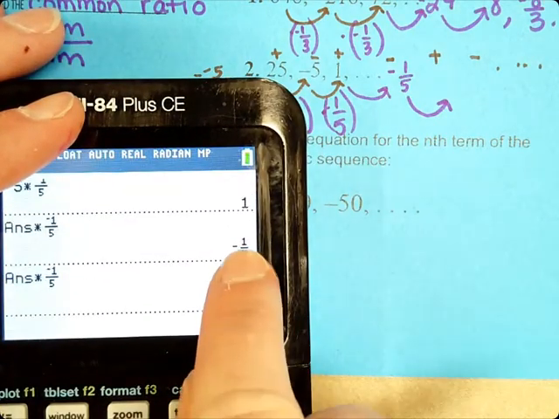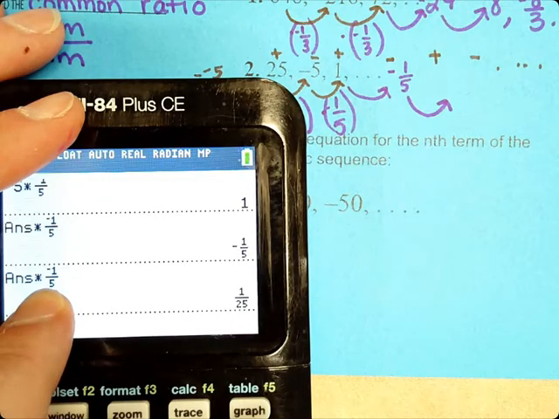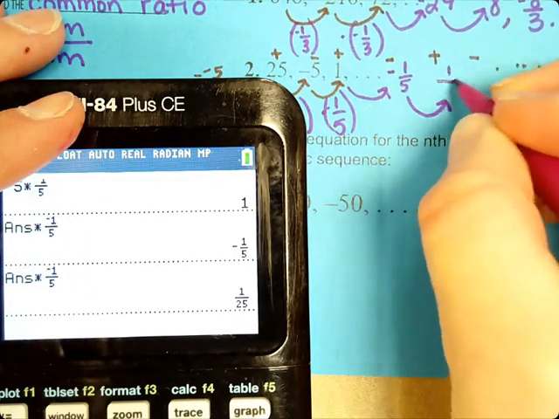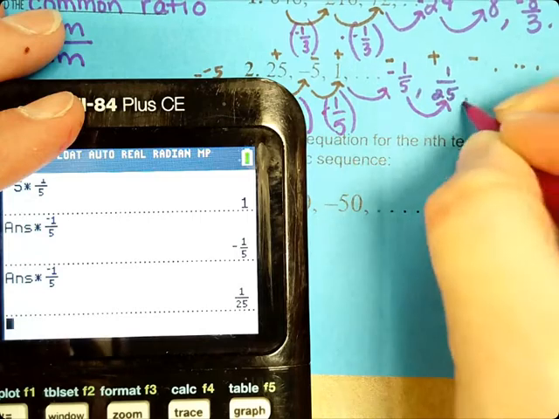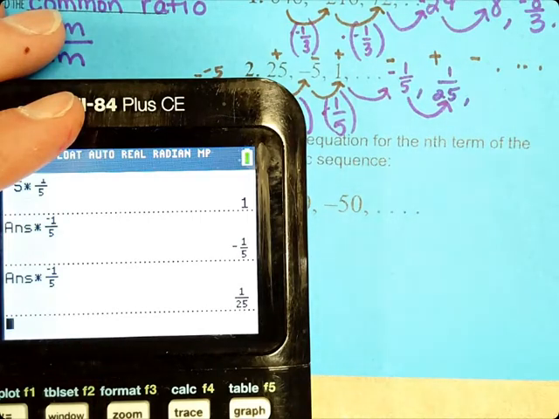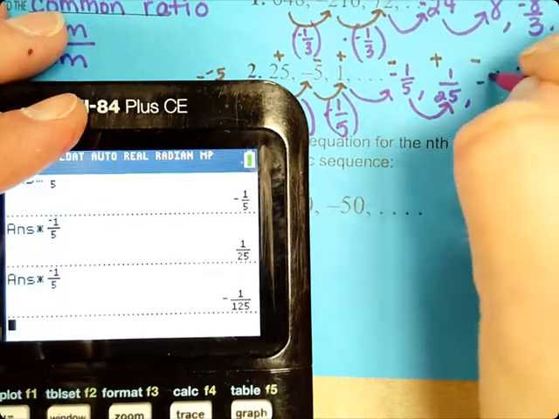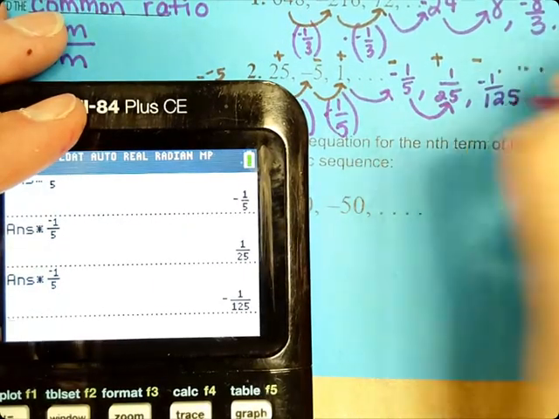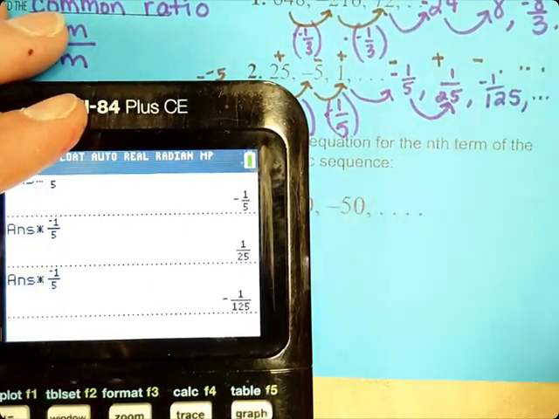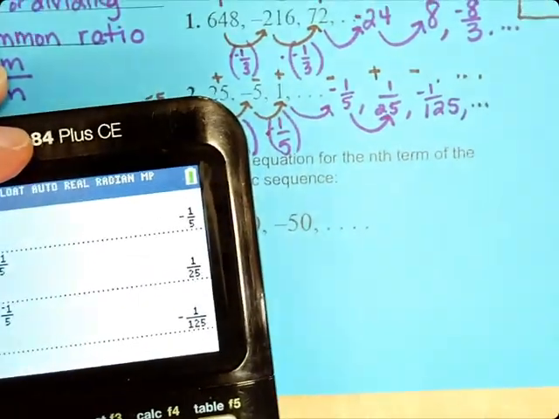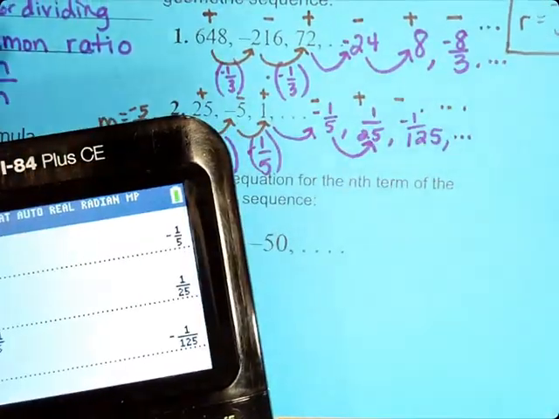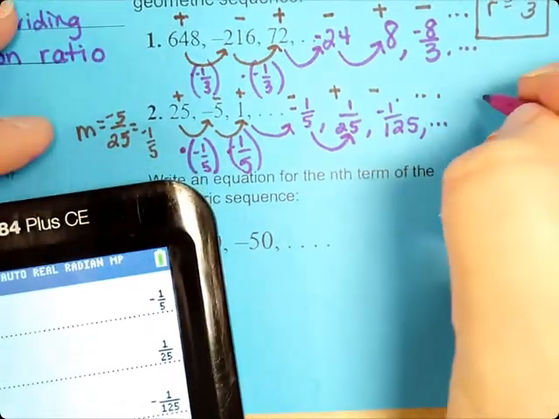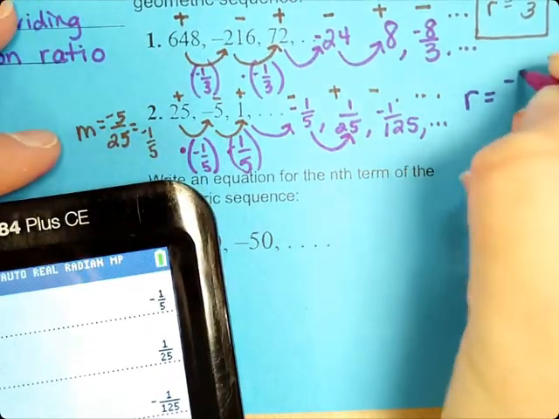So watch how I push enter and what happens. It multiplies this times a negative 1/5, which is 1/25. Then I'm going to do it again. So times negative 1/5, negative 1/125, comma, dot, dot, dot. Dot, dot, dot means it goes on and on and on. So then our common ratio R is negative 1/5.